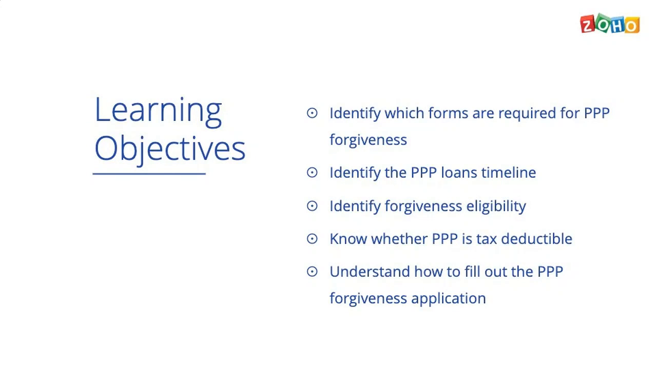Now, the learning objectives for today's session. We're going to identify which forms are required for PPP forgiveness. There's actually not one form, but multiple forms. We're going to talk about the timeline for those loans that were given out and when forgiveness is eligible. We're also going to figure out whether PPP is tax deductible. There is some new information about that as well. And then, of course, we're going to spend the bulk of our time towards the end. Val's going to go over how to actually fill out the PPP forgiveness application. We have a couple examples of the different forms. So this is what you can expect for today.